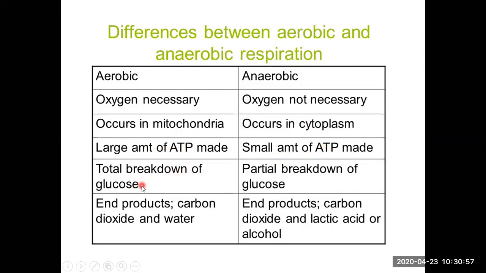In aerobic respiration, there is a total breakdown of glucose, and in anaerobic respiration, glucose is partially broken down. The end products in aerobic respiration are carbon dioxide and water, while in anaerobic respiration, the end products are carbon dioxide, lactic acid, or alcohol. Obviously, we know what the reactants are: oxygen and glucose.